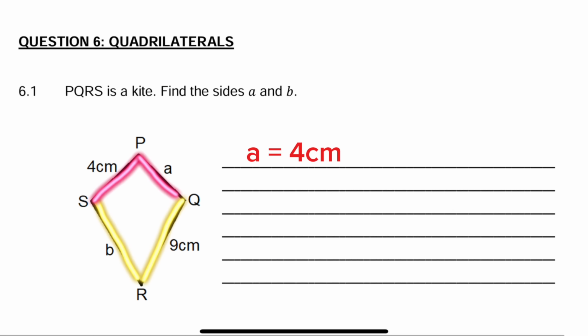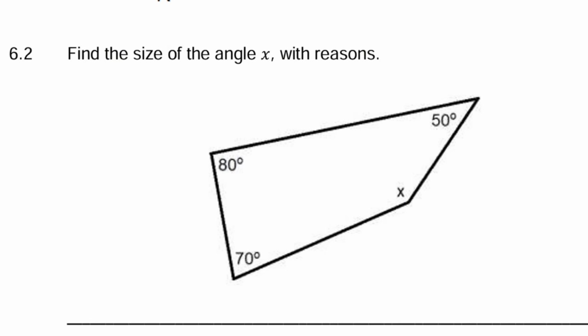In fact, you don't need to have a reason. And B would equal 9 centimeters. Again, the adjacent sides of a kite are equal. Then let's have a look at 6.2. Again, we have a quadrilateral in 6.2, and we need to find x.